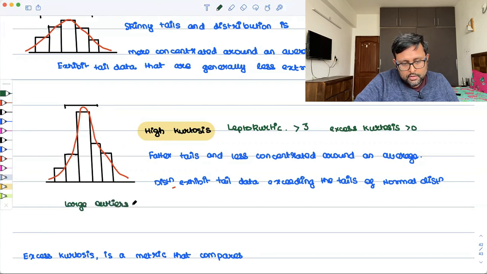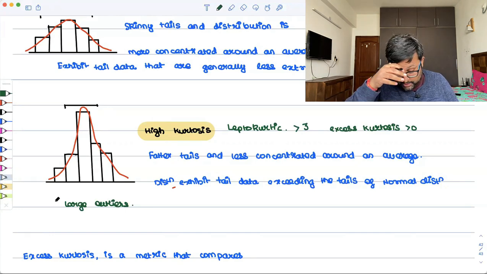You remember now? So many people are also retiring at the age of 40 and 70, not necessarily just 60, right? Something like that. So large outliers.